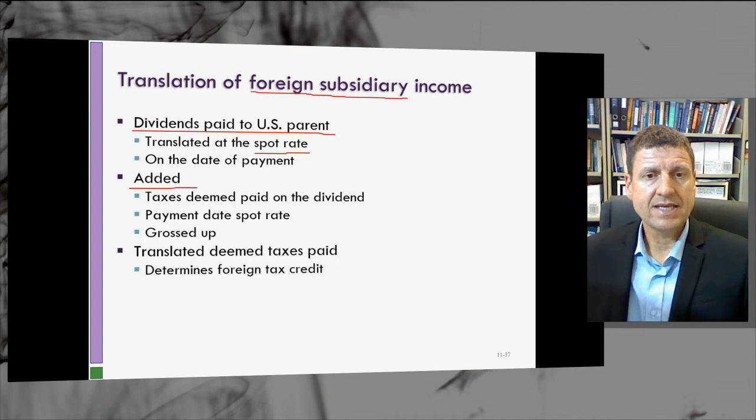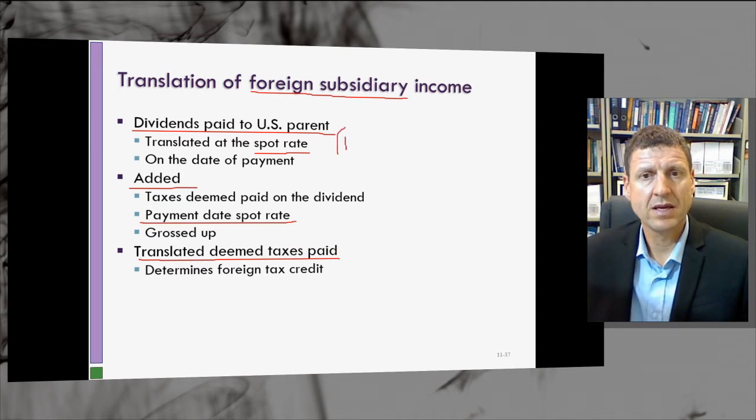What is added are taxes deemed paid on the dividend, or if you pay a tax on the dividend, then the payment date of that tax is the spot rate on the date the tax is paid. And then the translated deemed tax paid determined the foreign tax credit.